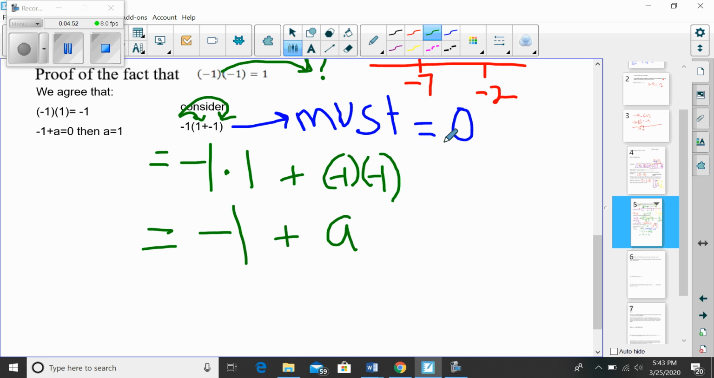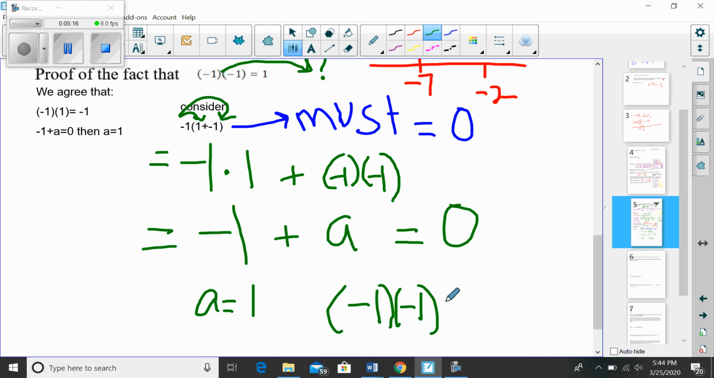But I know that all of this has to equal 0. Based on what we already agreed on at the beginning, there's only one answer for A. The only possible answer is that A is 1, which means the reason I know that -1 times -1 is 1 is because it can't be anything else. It can't not be 1, because if this weren't 1, then I'd have to disagree with something over here, and then everything we thought we knew about math starts to fall apart, because I've already established the truth of all of these.